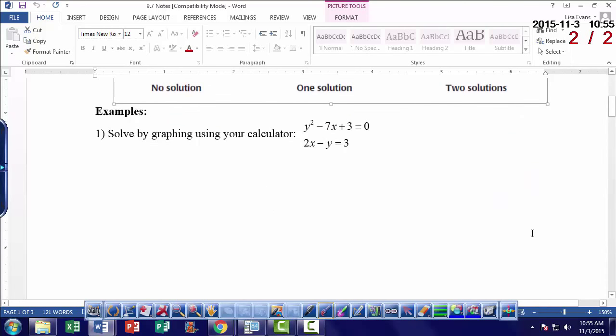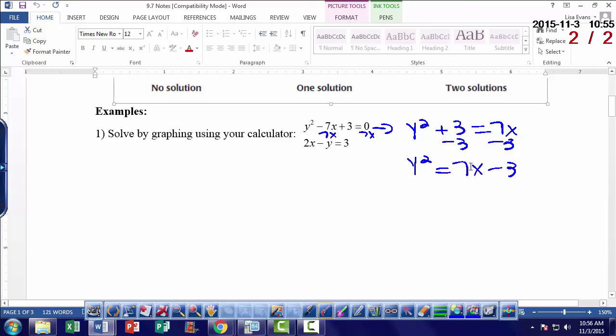So what we're going to do is solve this by using your graphing calculator. Now, you know in order to put it into your graphing calculator, you should get y all by itself. So in this first problem, in this top equation, let's add 7x to both sides. y squared plus 3 equals 7x. Now we're going to subtract 3 on both sides. So we get y squared equals 7x minus 3. Now we want to get y all by itself by square rooting both sides.